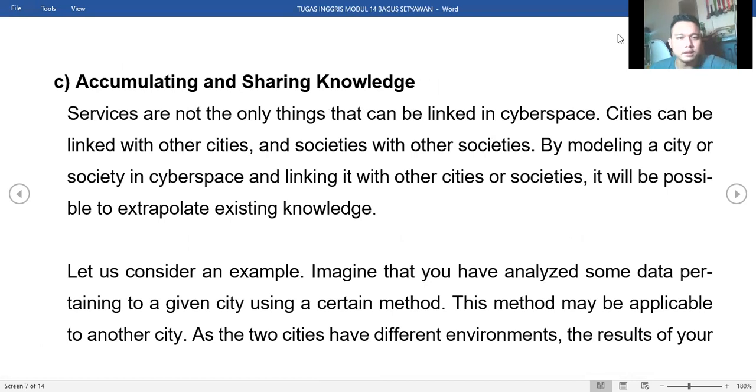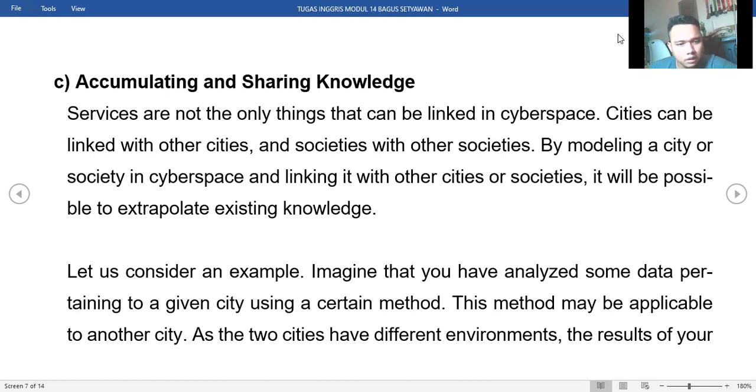C. Accumulating and sharing knowledge. Services are not the only things that can be linked in cyberspace. Cities can be linked with other cities and societies with other societies. By modeling a city or society in cyberspace and linking it with other cities or societies, it will be possible to extrapolate existing knowledge.